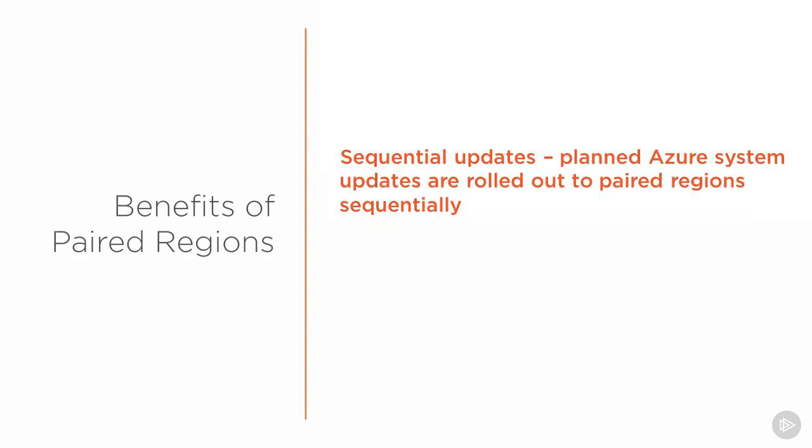Now we also have sequential updates across paired regions. So basically planned maintenance, anything that the Azure team needs to do to work on the system under the hood, those are going to be rolled out to the paired regions sequentially. So not at the same time. So that means if there's any bugs introduced, it's only going to impact that first region, and hopefully they'll figure it out before the other region gets updated.